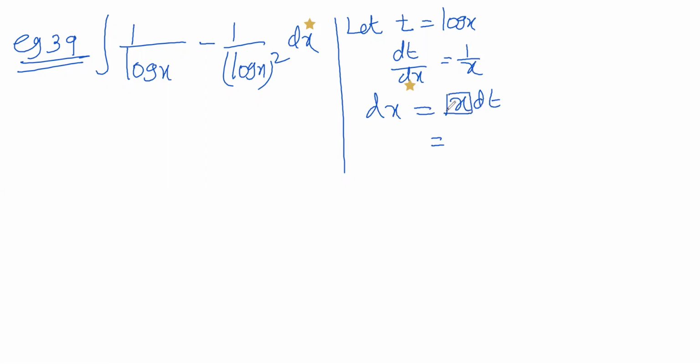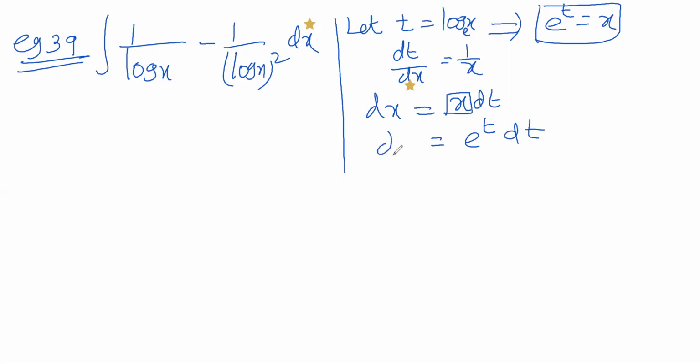What is this x? From this we find out x. Here t is equal to log x to the base e. It is in logarithmic form, so we convert into exponential form. So we'll have e power t is equal to x. So x is equal to e power t. So we substitute here, dx is equal to e power t into dt.